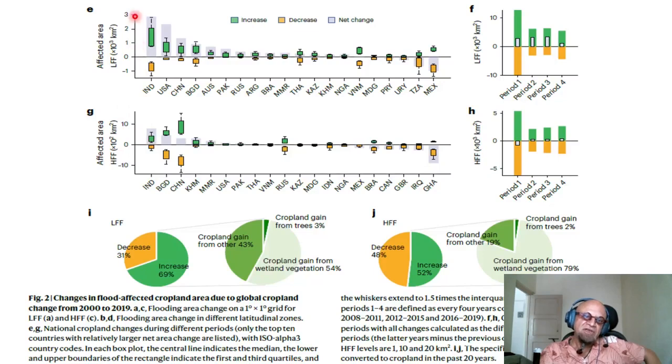This is 10 to the 3 kilometers squared, and this is 10 to the 2 kilometers squared. So this again makes it difficult to compare these two graphs here, but you can see different periods being considered: 2000 to 2003, 2004 to 2007, 2008 to 2011, 2012 to 2015, and 2016 to 2019. Okay, so lots of details.